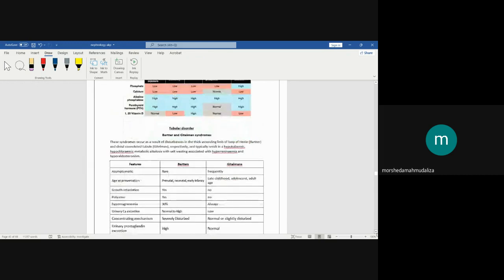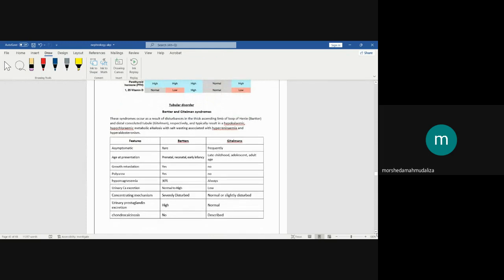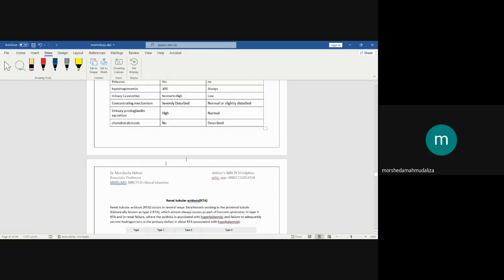Bartter-Gitelman syndrome, we discussed the same things. Just remember hypokalemic, hypochloremic metabolic alkalosis, and you will get high urinary renin and aldosterone. The difference is that Gitelman is not in very early age; Gitelman is late childhood. You will get less severe features, and you will always get hypomagnesemia. Bartter has some percentage that could have hypomagnesemia. Otherwise, the main thing you remember is hypokalemic, hypochloremic metabolic alkalosis. Then it would be enough.